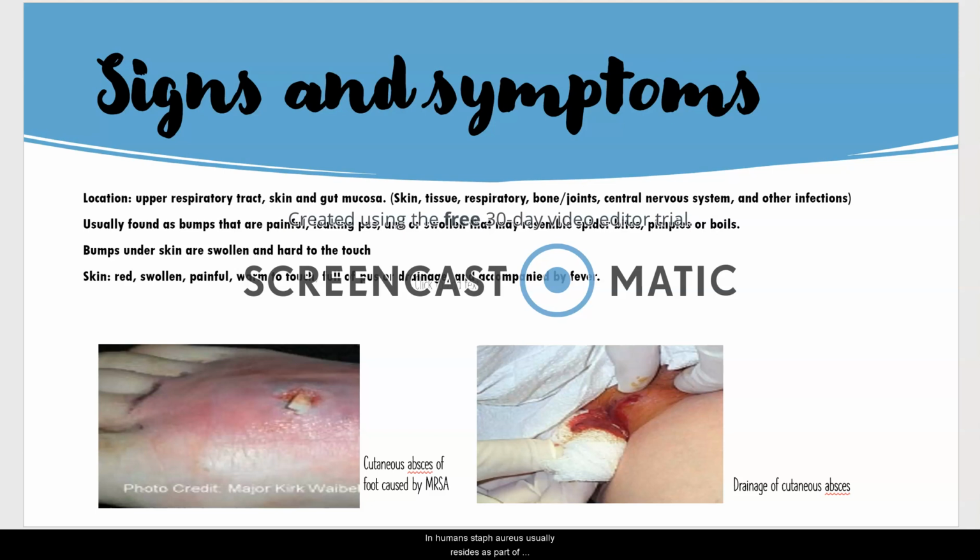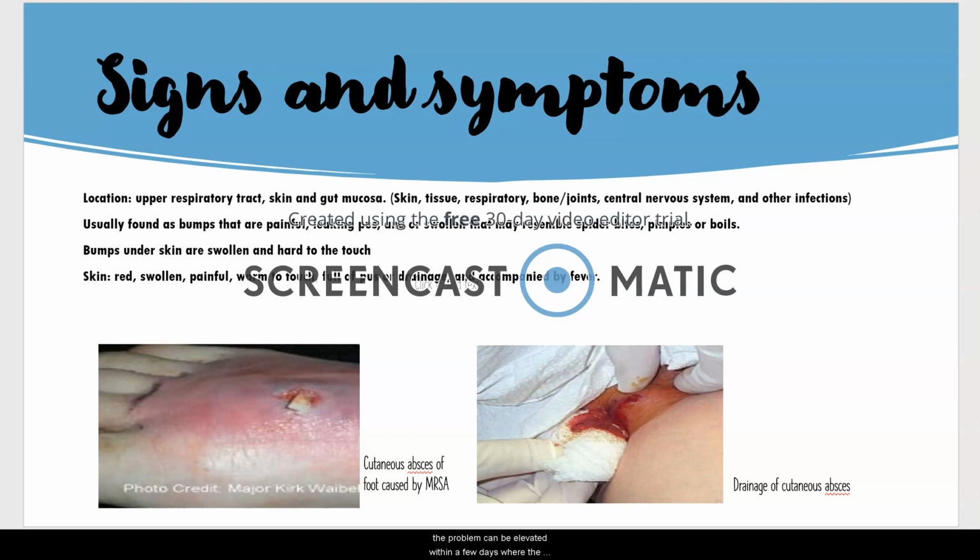In humans, Staph aureus usually resides as part of normal microbiota in the skin, the respiratory tract, and gut mucosa. It actually has a symbiotic relationship with us. However, when things take a turn for the worse, it appears as red bumps on the skin, sometimes resembling pimples, spider bites, and even boils. This can be accompanied by fever and other skin problems like rashes.